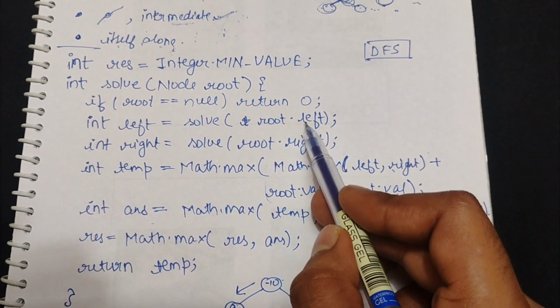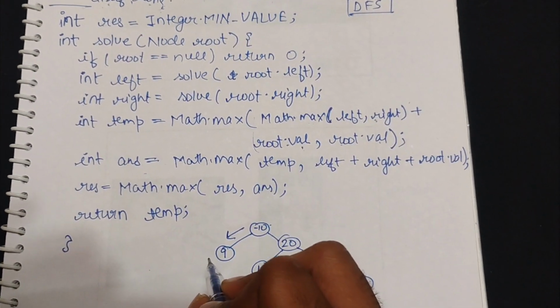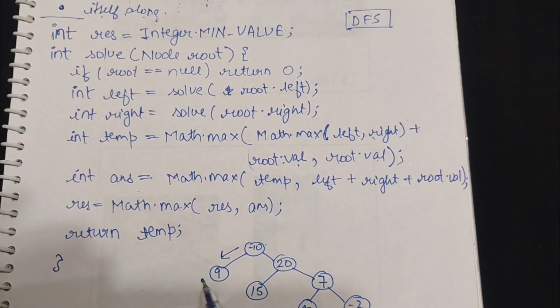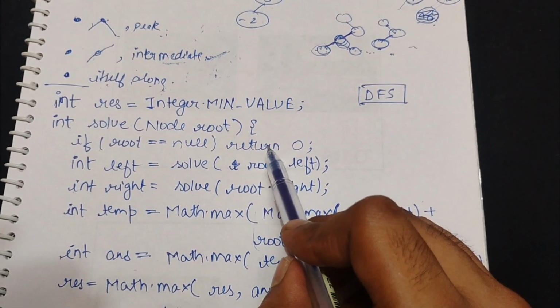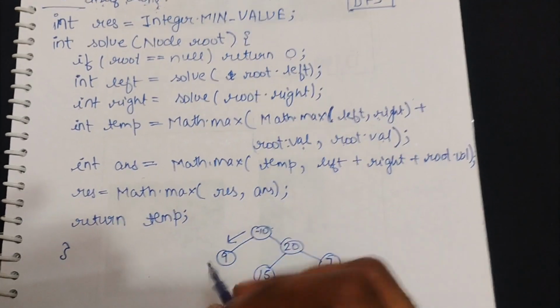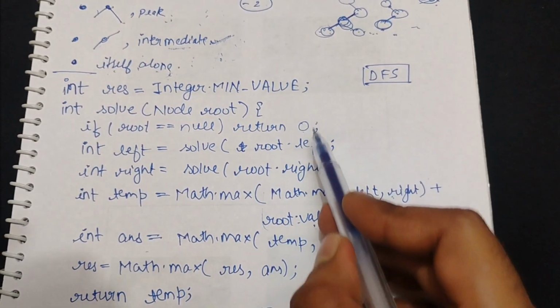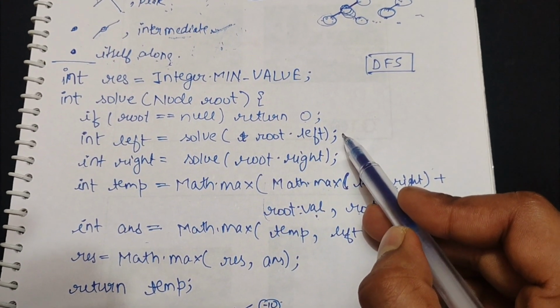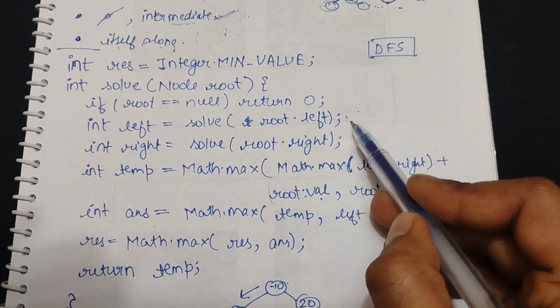It will say root dot left. Okay, now when it comes over here, it says null. Now it will hit the base condition and return 0. So 9 has 0 from left. Similarly, now 9 has executed this line. Now 9 will come over here.